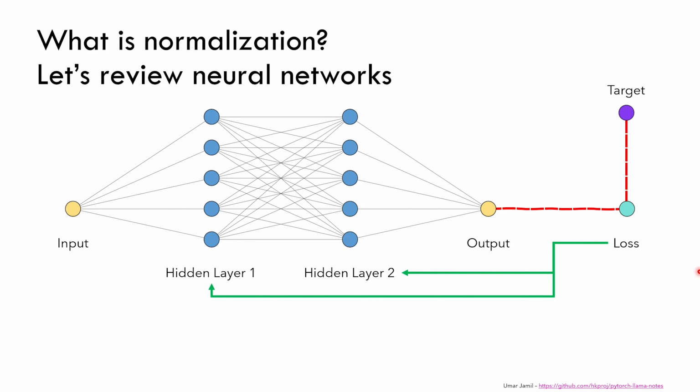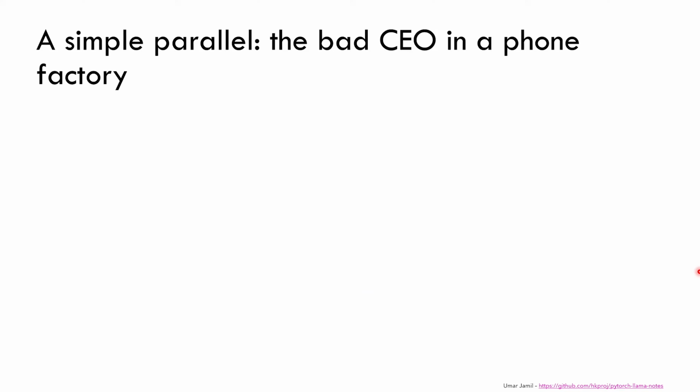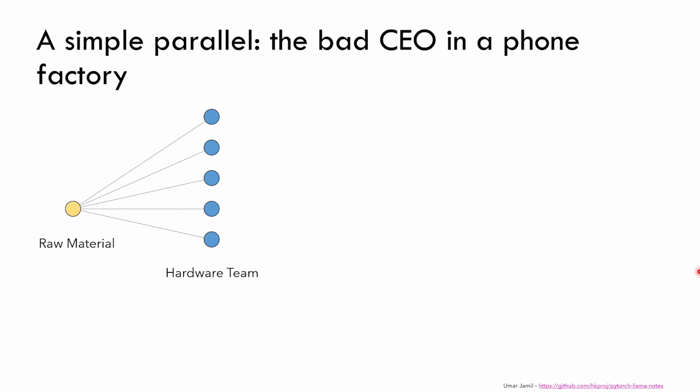To check why we need to normalize and what is the need of normalization, I will make a simplification of the neural network. Let's suppose our neural network is actually a factory that makes phones. To make a phone, we start with some raw material that is given to a hardware team that will take the raw material and produce some hardware. For example, they may select the Bluetooth device, the display, the microphone, the camera, etc., and they make up the hardware of this phone.